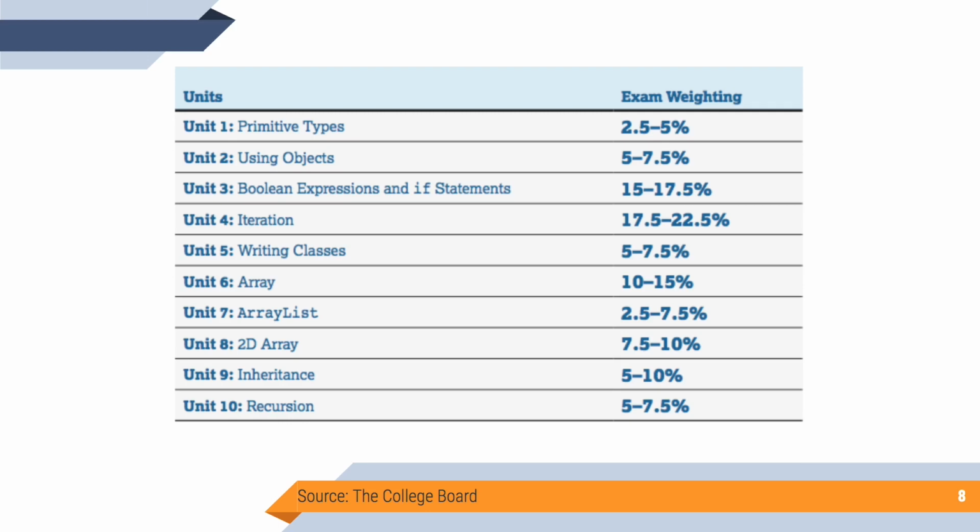Unit 6, arrays, 10 to 15%. ArrayList is Unit 7 at 2.5 to 7.5%. Two-dimensional arrays is Unit 8, 7.5 to 10%. Then Unit 9, inheritance, 5 to 10%, and then finally we got recursion, 5 to 7.5%.